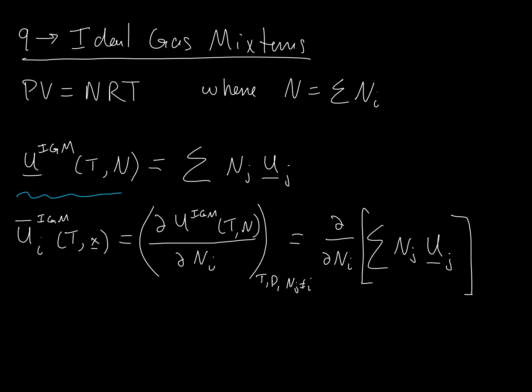So in this term right here, what should cancel out? This is an arbitrary summation. If we were to write this out, we could say that this is d dn1 of n1 u underbar 1 plus n2 u underbar 2, and so on and so forth. How would I simplify this expression?